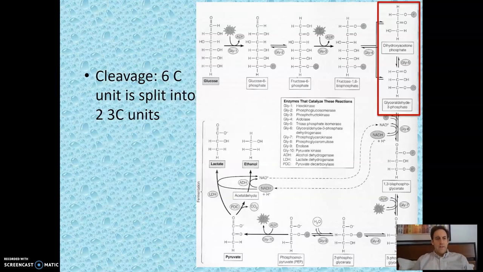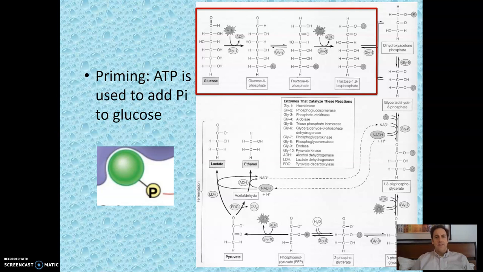And so these processes are called substrate level phosphorylation, which means that we're just sort of directly using ATP to add this phosphate group on there.